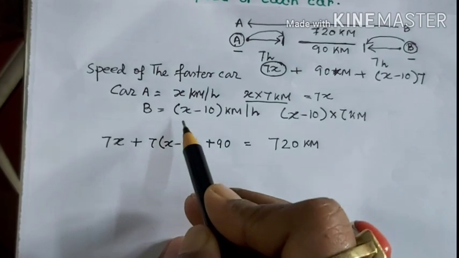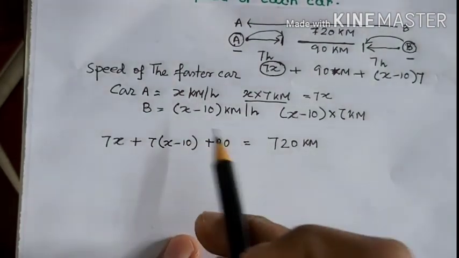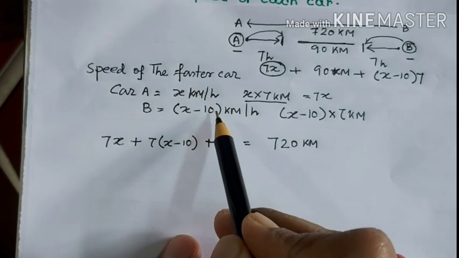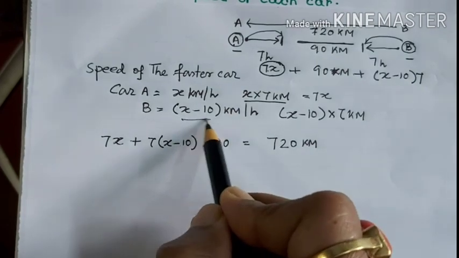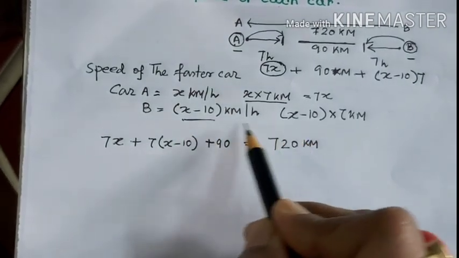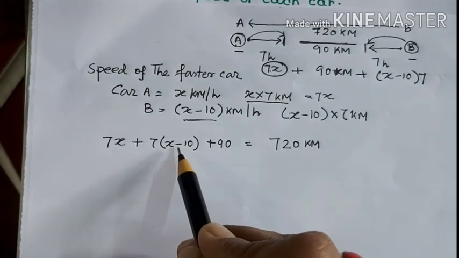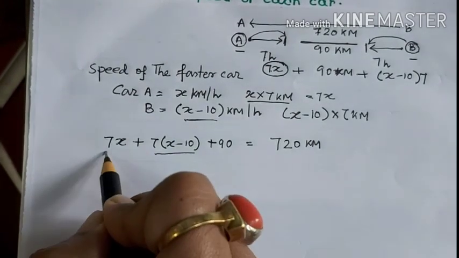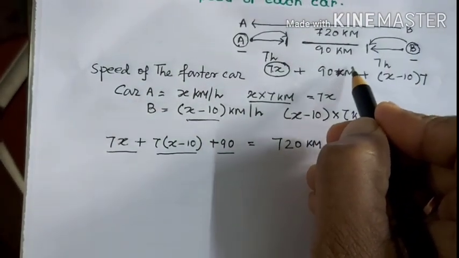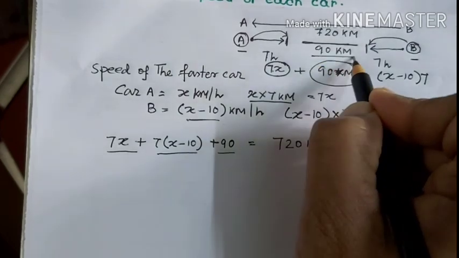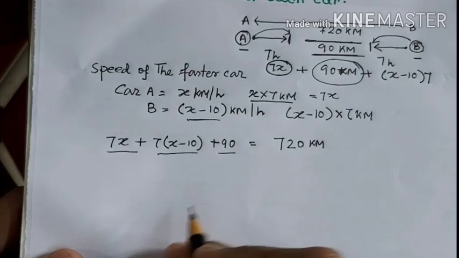Now car B. Car B's speed is 10 km less, so x minus 10 is the speed. So in 1 hour car B goes up to x minus 10 km. After 7 hours car B will go x minus 10 into 7, or you can write 7 into x minus 10. So this is a distance. And 90 km is also a distance, because after 7 hours the distance between them is 90 km, as we have mentioned here. Clear? This is the equation.